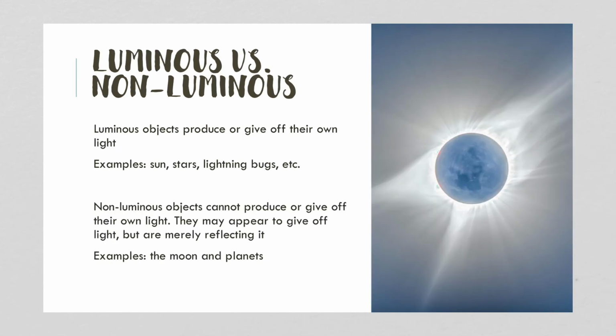Finally, we'll talk about luminous and non-luminous. Luminous objects produce or give off their own light. So the examples would be the sun, the stars, lightning bugs, and so on. So those are luminous objects.